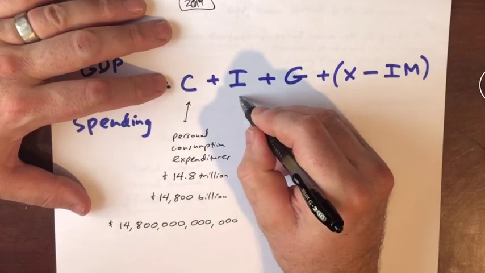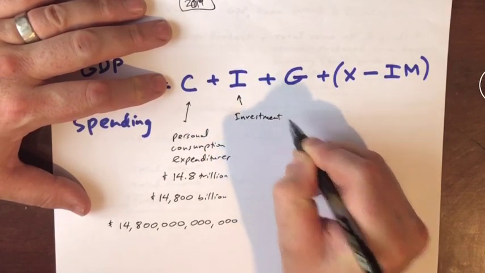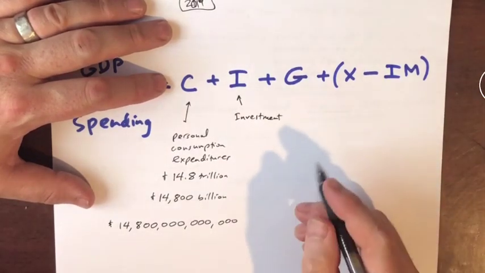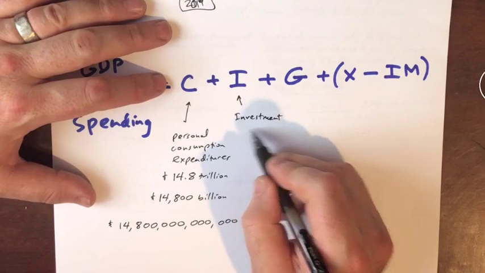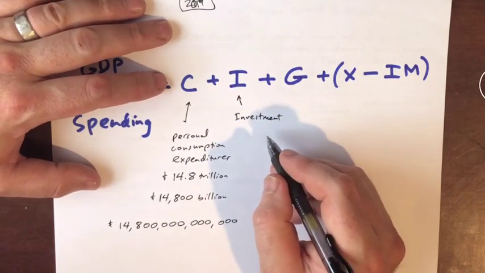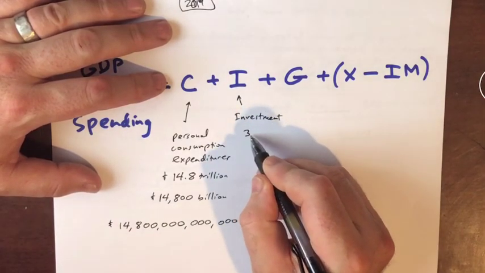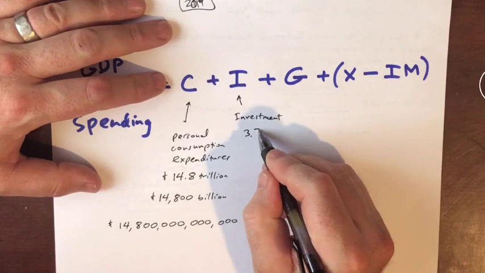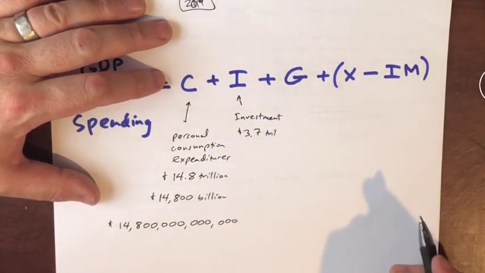All right, our next category is investment, or gross private domestic investment. All right, and this is spending by businesses. Now, spending by businesses in the United States GDP is a lot smaller. This is about $3.7 trillion in 2019.